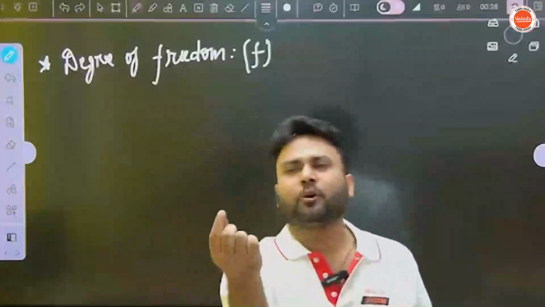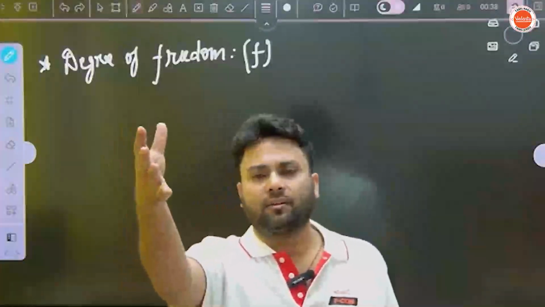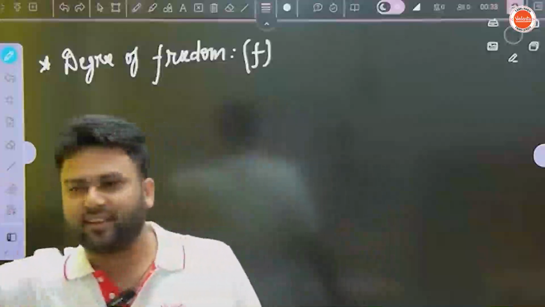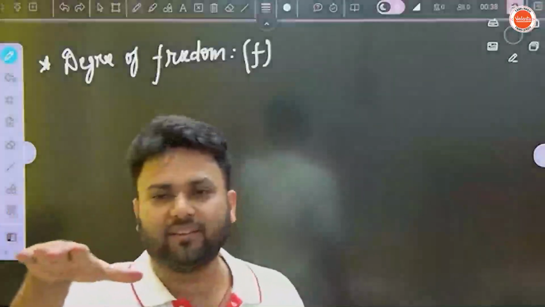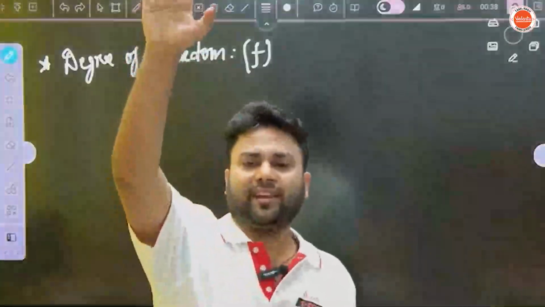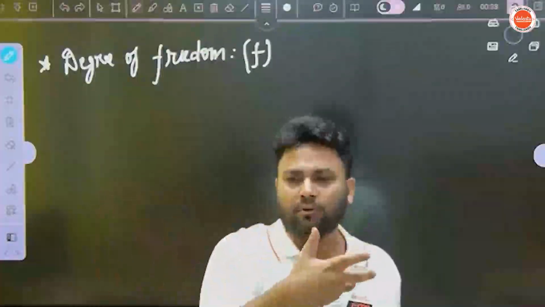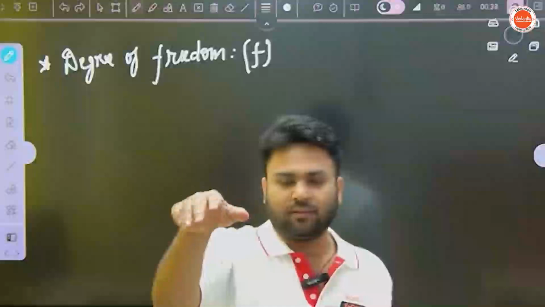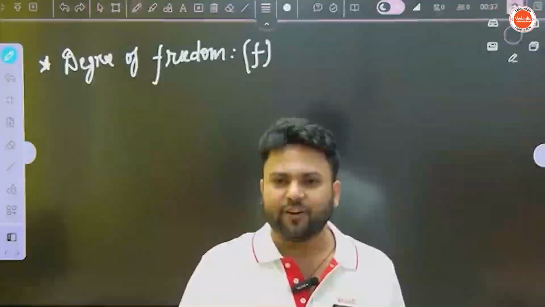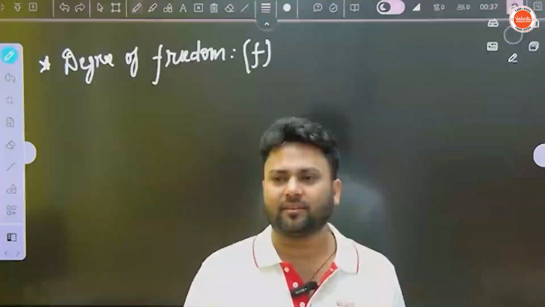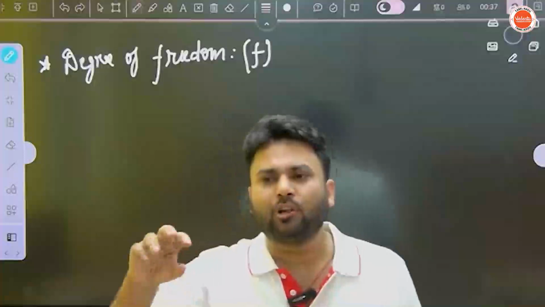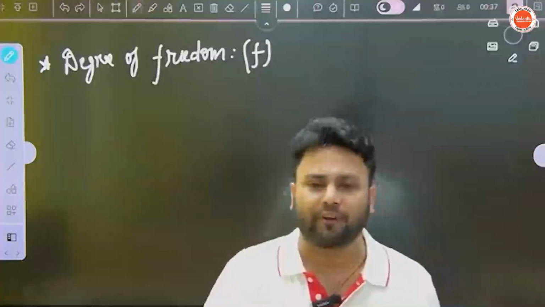If I put one butterfly here, it can move in x direction, it can move in y direction, it can go in z direction also. So number of independent ways in which it can move, 3 ways. Correct? So degree of freedom 3. We can think like this. Similarly, for a gas molecule, how it can move, we have degree of freedom.